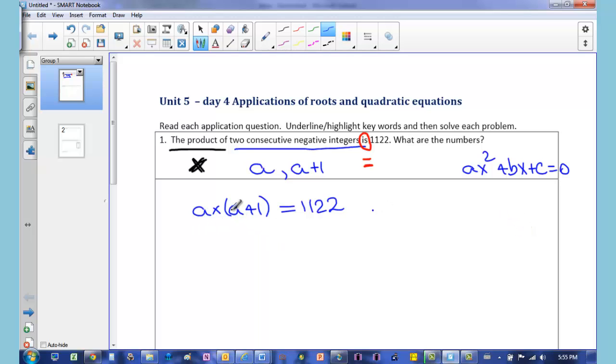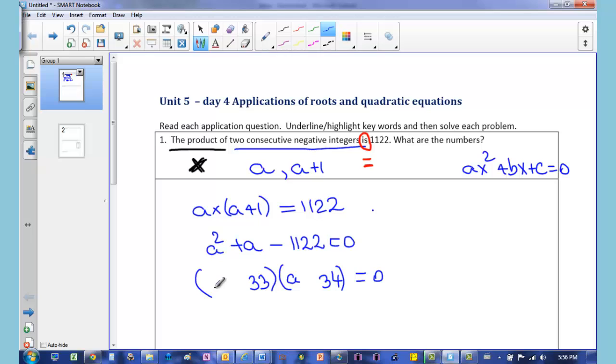So that means we have to simplify. And a times a gives us a squared plus a. And I'll subtract 1122 on both sides to achieve a 0 on the right hand side. Now, you can solve this equation either by factoring or by using the quadratic formula. However, when we do factor, you will notice that 1122 itself is the product of two consecutive numbers. And those two numbers are 33 and 34.